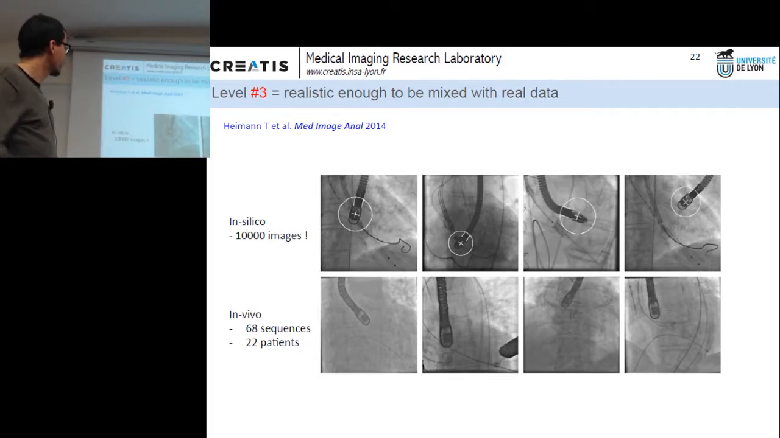Then there was this paper in 2014 that I liked the idea of because they wanted to automatically find orientations of this, I think, surgical tool in these images. I don't know much about these images, but if you look at them, you have a background, your medical image, and then you have the clinician's tool that is here. In vivo data, they just had 68 sequences from 22 patients. So designing a learning algorithm on these data wouldn't be so good. And what they saw from these images is that it's possible to really simulate, so these are simulated tools.